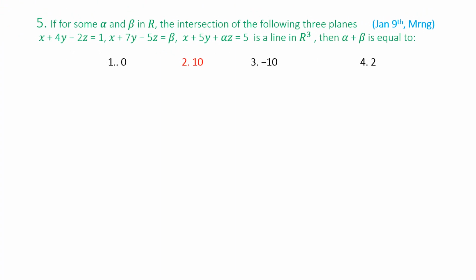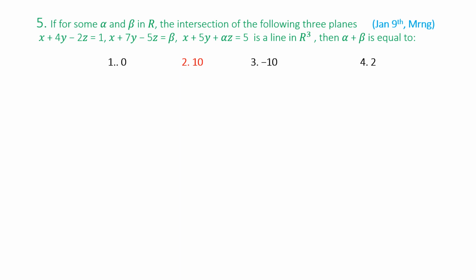Next we go to the fifth problem. For some alpha and beta in R, the intersection of the following three planes, x plus 4y minus 2z equal to 1, x plus 7y minus 5z equal to beta, and x plus 5y plus alpha z equal to 5, is a line in R cube. Then alpha plus beta is equal to: the given options are, first one is 0, second one is 10, third one is -10, fourth one is 2.